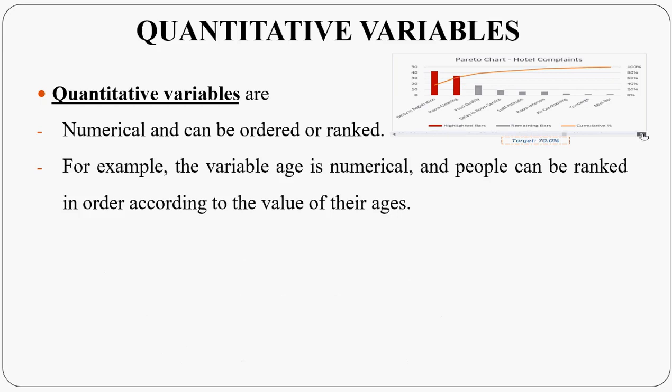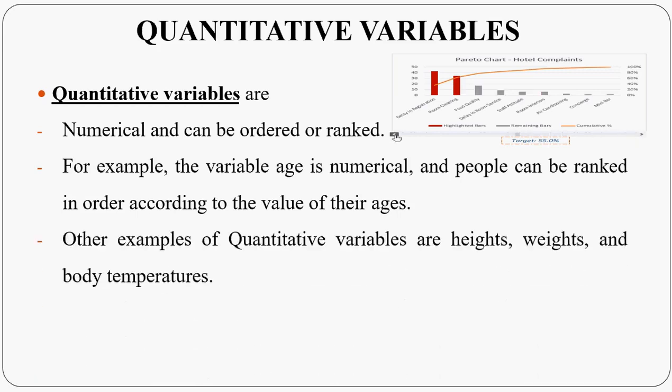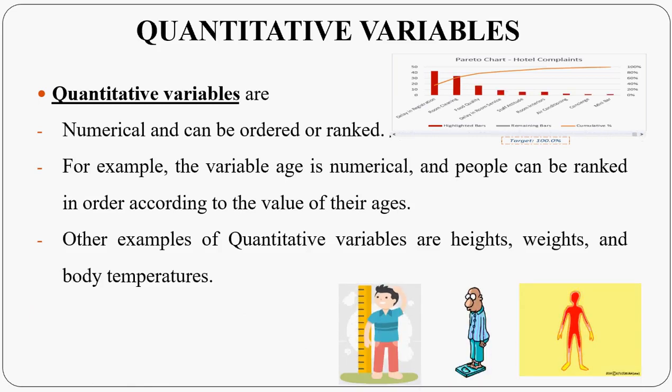Furthermore, we can understand with an example: the variable age is numerical and people can be ranked in order according to the value of their ages. Other examples are heights, weights, and body temperature. The word quantitative, we have to understand, determines the numerical value. When it comes as a numerical value, we call it a quantitative variable, like height, weight, body temperature, or age.